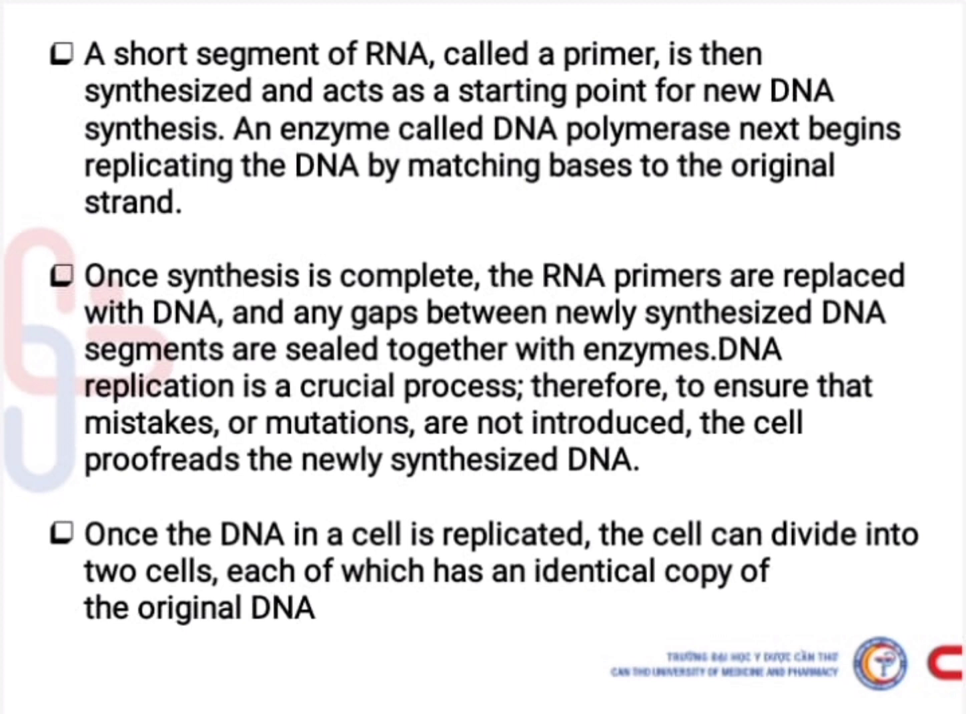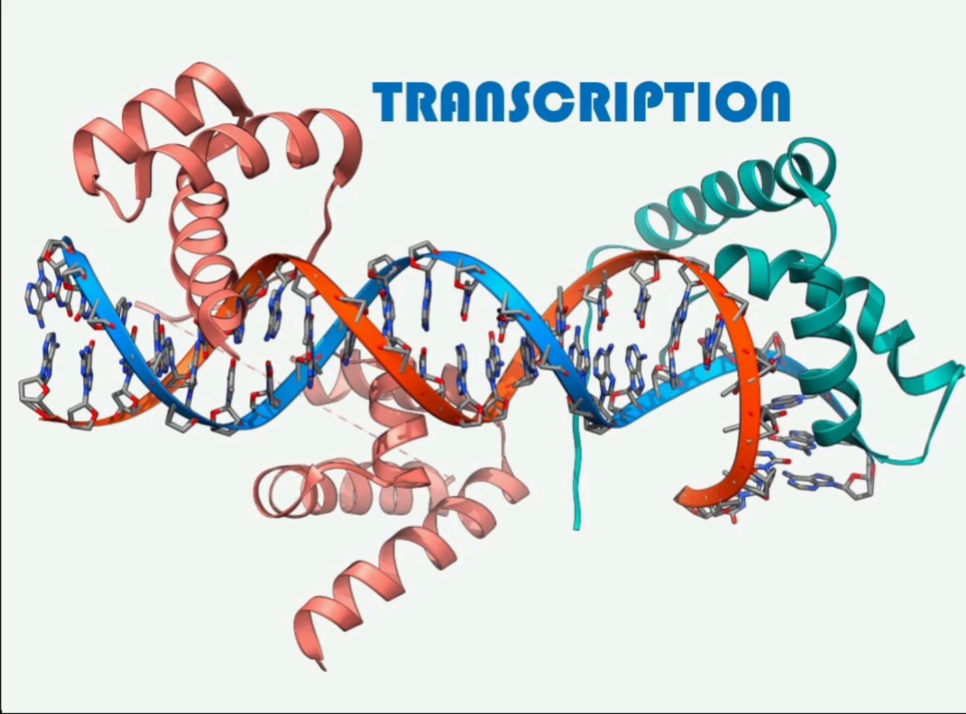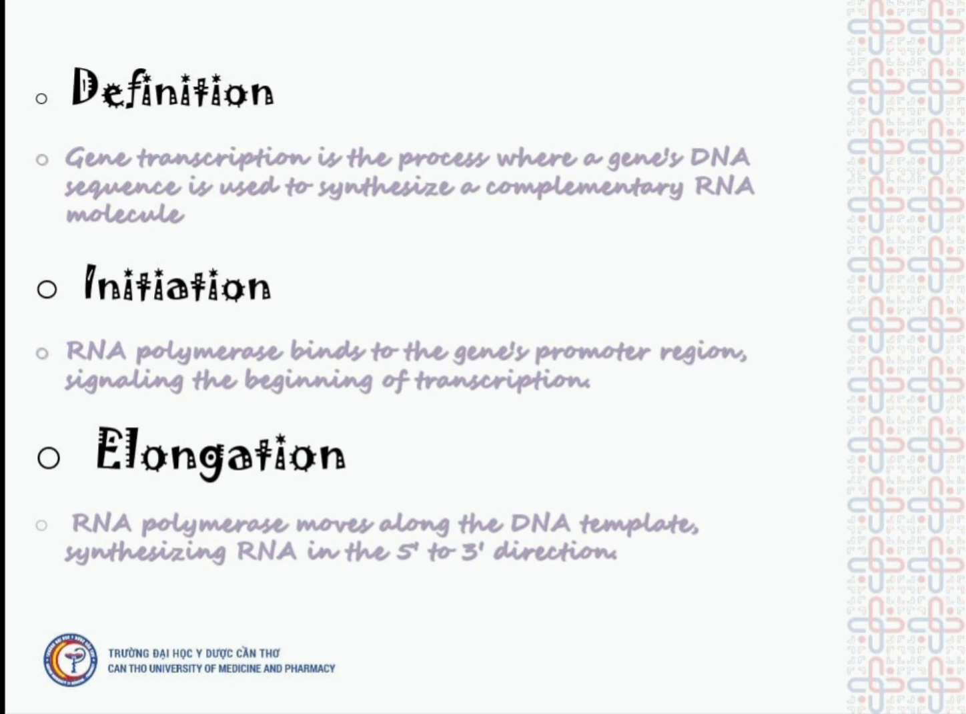Therefore, to ensure that mistakes or mutations are not introduced, the cell proofreads the newly synthesized DNA. Once the DNA in a cell is replicated, the cell can divide into two cells, each of which has an identical copy of the original DNA. Gene transcription. Gene transcription is the process where a gene's DNA sequence is used to synthesize a complementary RNA molecule. Initiation. RNA polymerase binds to the gene's promoter region, signaling the beginning of transcription.